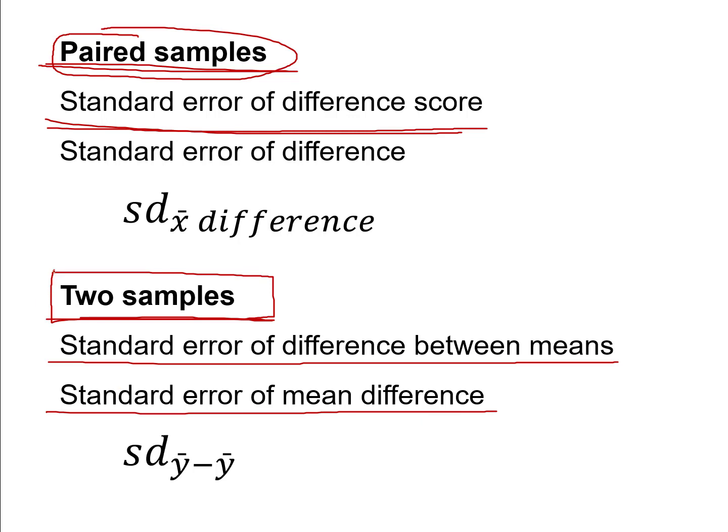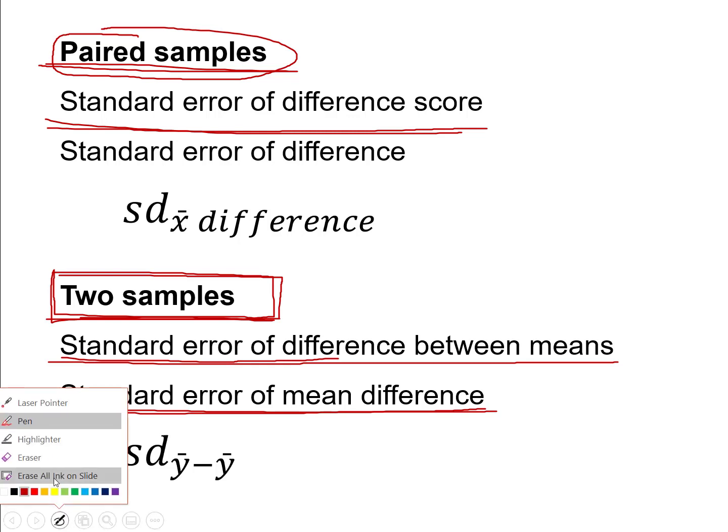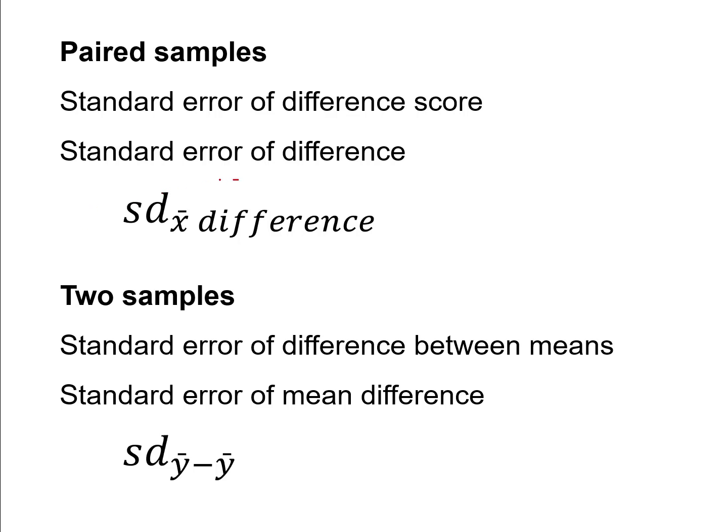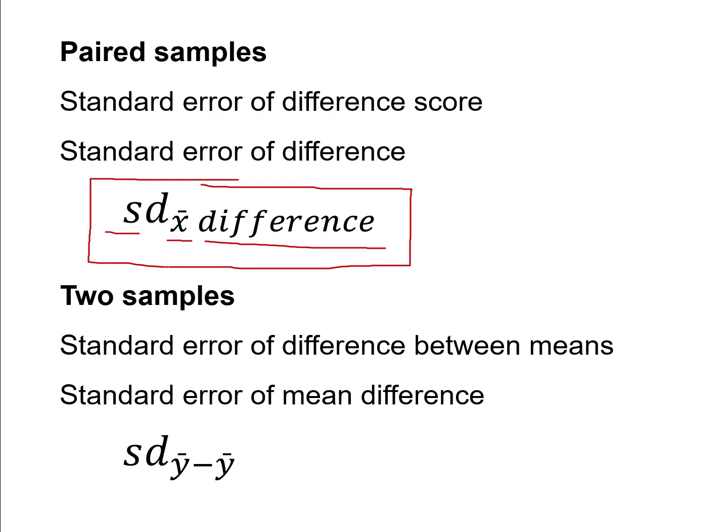And anytime we're dealing with a two samples analysis and we're going to make a contrast between two means, then our standard error of our statistic will always be the standard error of mean difference, or said more precisely, the standard error of difference between means. You could also pay attention to the notation that we use to describe each standard error. So when we were looking at a paired sample situation, our notation for the standard error of a difference score was S_D subscript X bar difference. And that's the notation we use to indicate the standard error of a difference score.